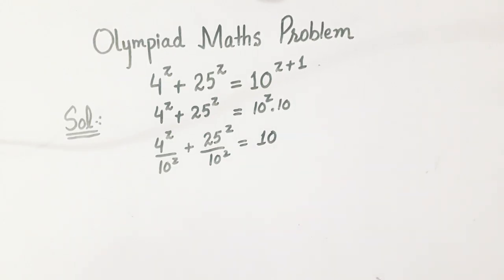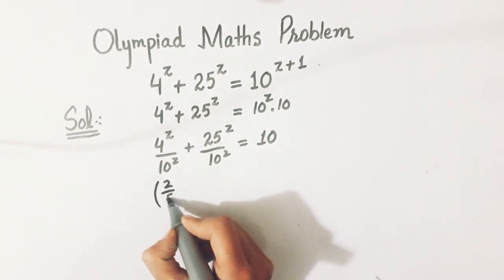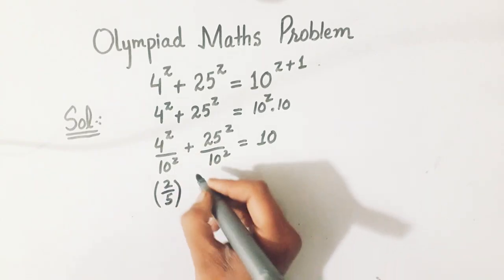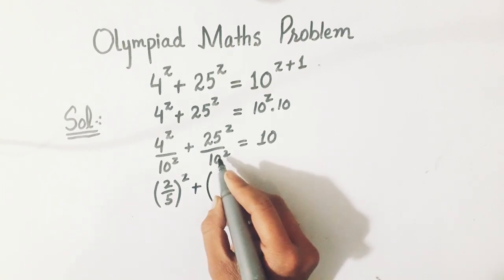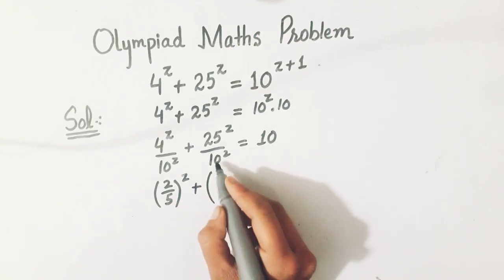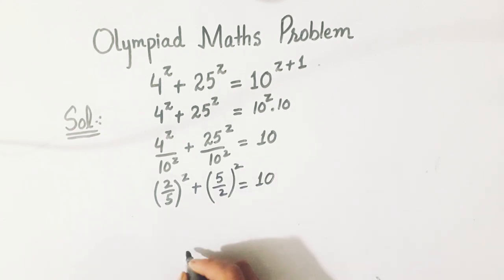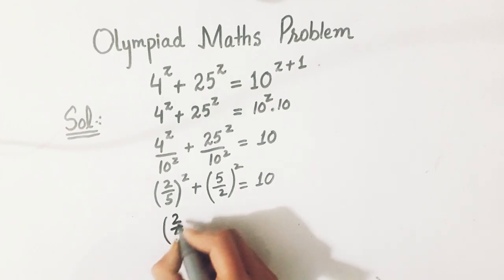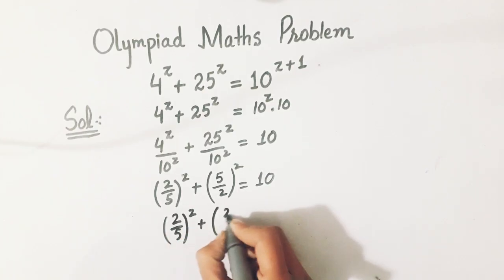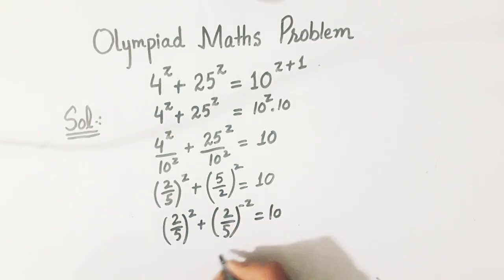Now how will we solve this further? We will use a smart trick here. We can write this as 2 by 5 because both are in the table of 2 power z. And this will be 5 5s are 25 and 5 2s are 10, and power is z, equals 10. Now we will write this as 2 by 5 power z plus 2 by 5 and its power is minus z equals 10. Make a supposition here.